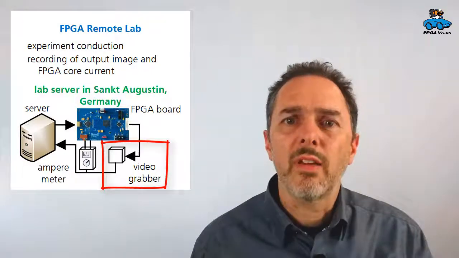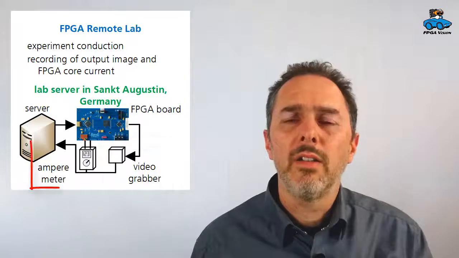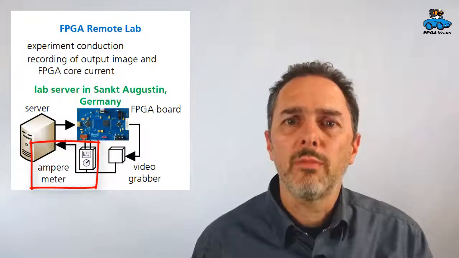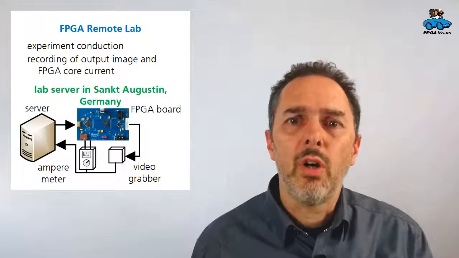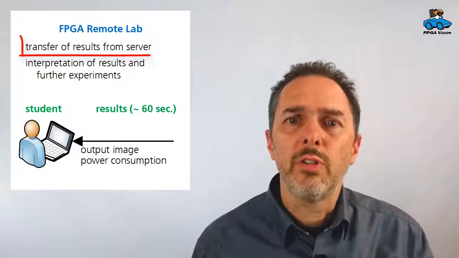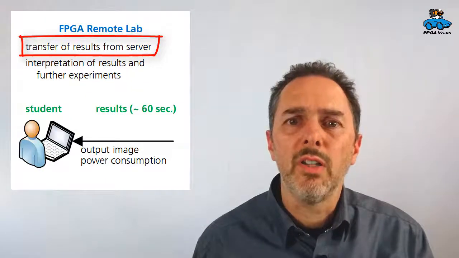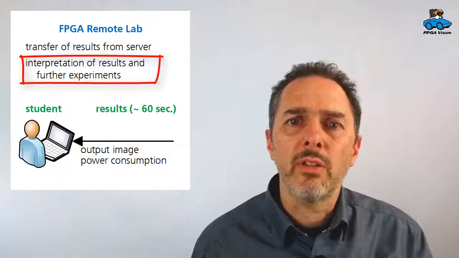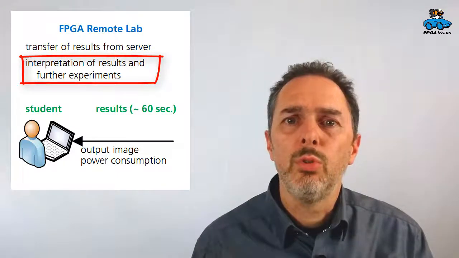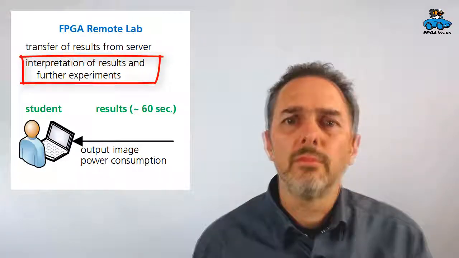Then we have a frame grabber that grabs the result and an ampere meter that measures the current. These values are recorded and sent back to you so that you can analyze the result of the experiment and compare with other experiments or modify the VHDL design to perform another experiment.